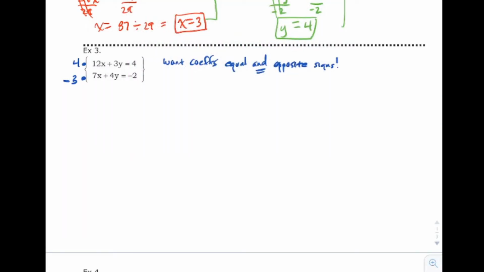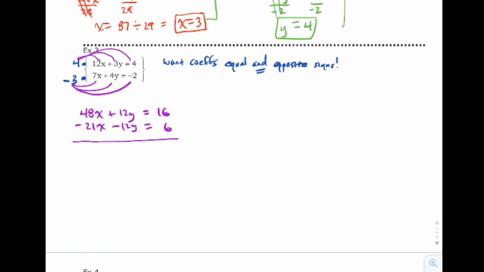What do you get? 4 times 12x is a 48x. 4 times a 3y makes a 12y. Equals, and remember, 4 times 4 is a 16 on that side. On the bottom, negative 3 times 7x is a negative 21x. Negative 3 times 4y is a negative 12y. Can you taste it? These are going to cancel when I add. I'm not done multiplying yet. Negative 3 times negative 2 is a positive 6 on the other side. Make sure you multiply all the way across.